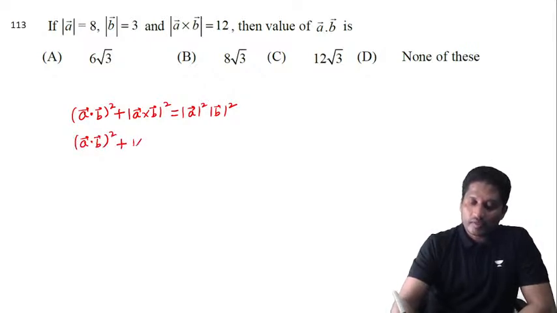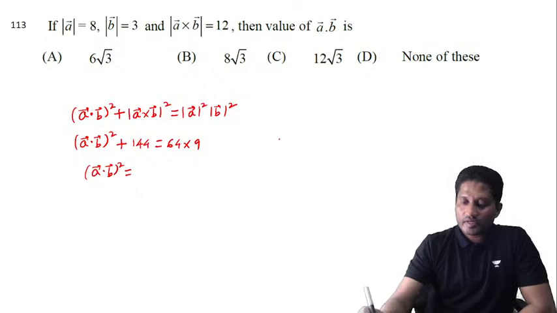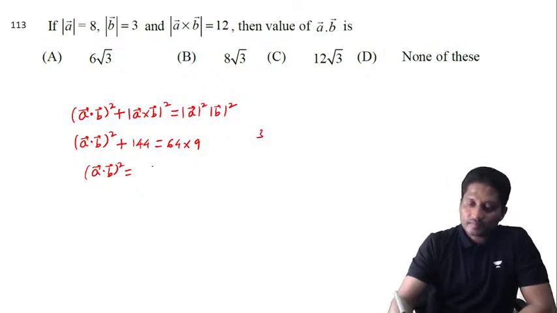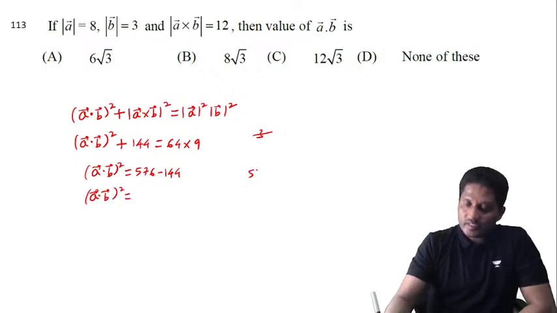Cross is given 12, so this is 144. Mod A square is 64, mod B square is 9. Therefore, A dot B the whole square is equal to 64 into 9. 4 9 36, 6 9 54, 576. This is 576 minus 144. So A dot B the whole square is equal to 576 minus 144, which is 432.